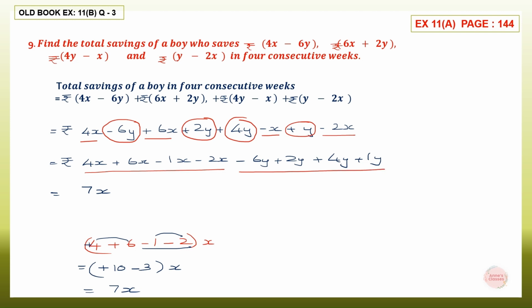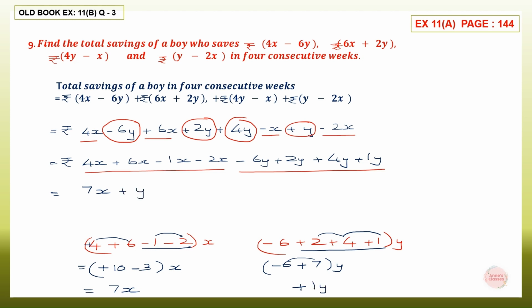Now let's take the y's. So here we have all this. Let's take only the numbers, minus 6 plus 2 plus 4 plus 1 y. So here there's only 1 minus 6. So let's leave it as minus 6. Let's add up all these numbers because they have the plus sign. Okay, so 2 plus 4 is 6. 6 plus 1 is 7y. Now here signs are different, so put the sign of the bigger number and subtract. 7 minus 6, that's 1y. So this is plus 1y or simply y.